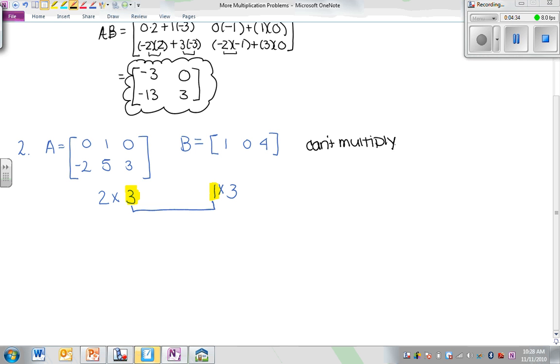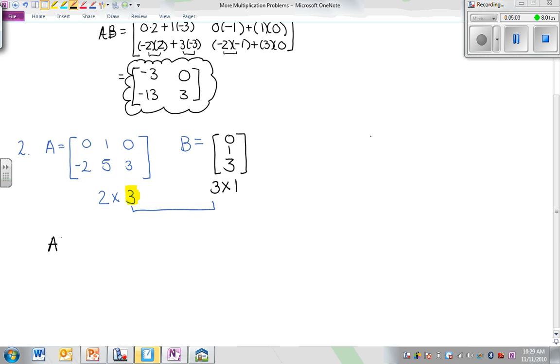What I could do is to change this B. Say I said B was this. Instead of going across, I did 0, 1, 3 going down. So the first matrix is still a 2 by 3. And now this one is a 3 by 1. And so now I can multiply them.